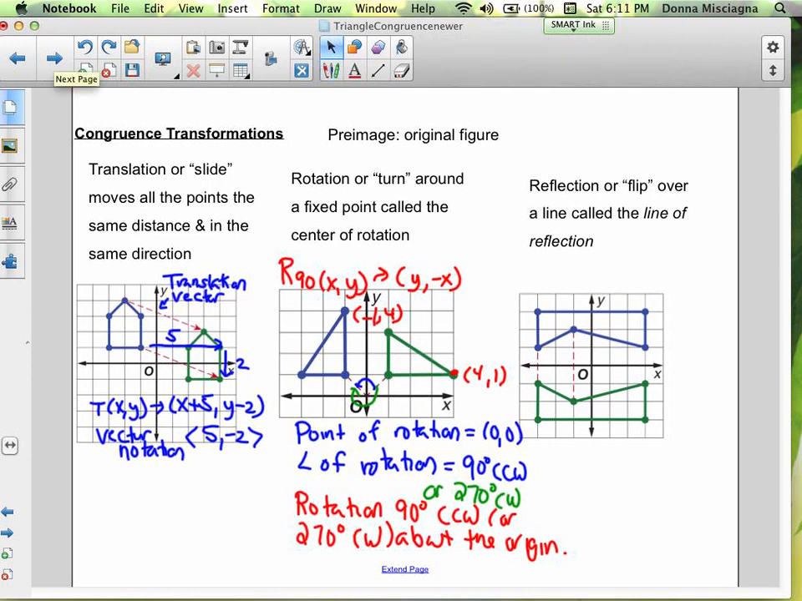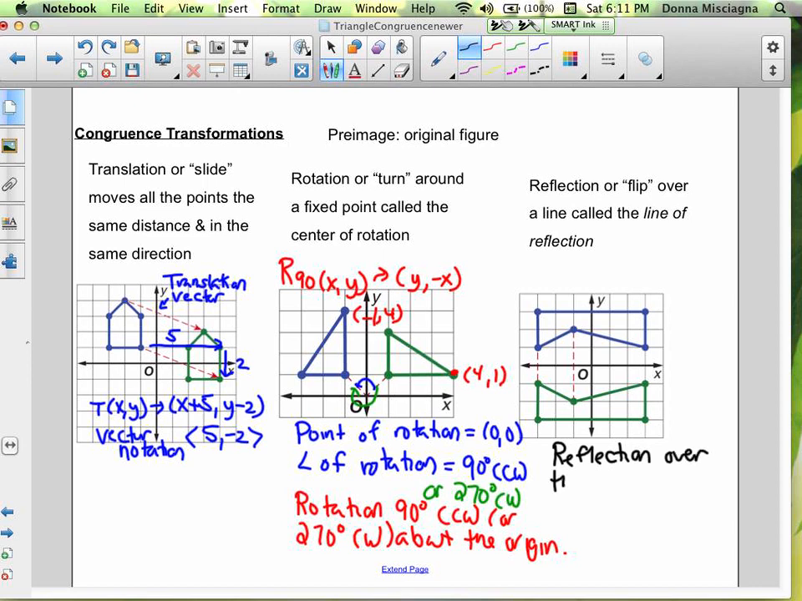And then let's look at the last one here. We have a reflection, which flips our figure, our pre-image, over a line called the line of reflection. This particular reflection is a reflection over the x-axis.